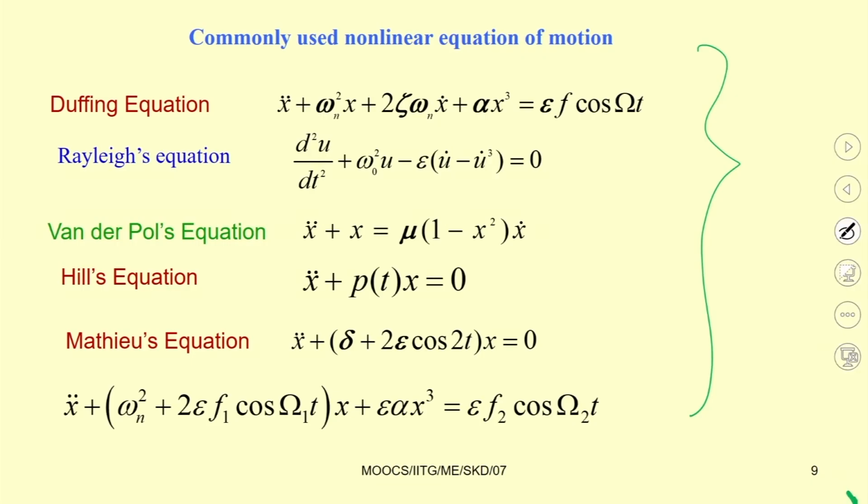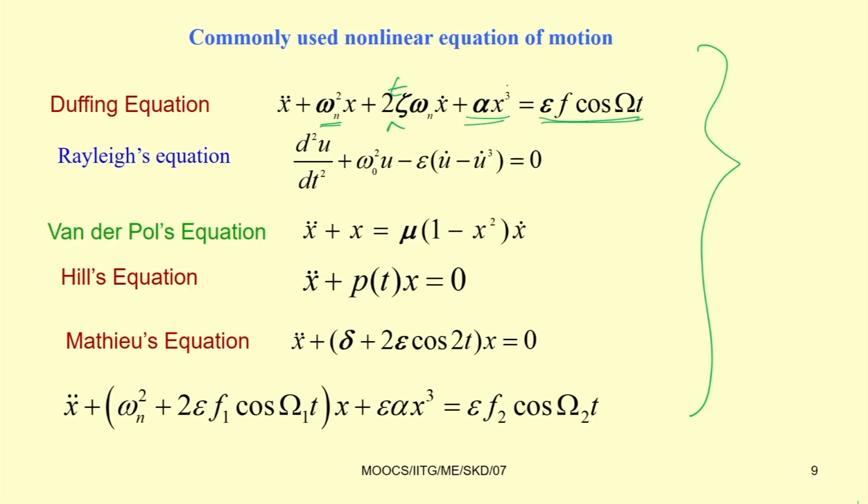For example, we have seen the Duffing equation, the Duffing equation with a cubic nonlinear term. Here a forcing term is also added. The equation is x double dot plus omega n square x plus 2 zeta omega n x dot plus alpha x cubed equal to epsilon f cos omega t. Here one can put a value of epsilon to show that the damping is one order less than that of the linear term.